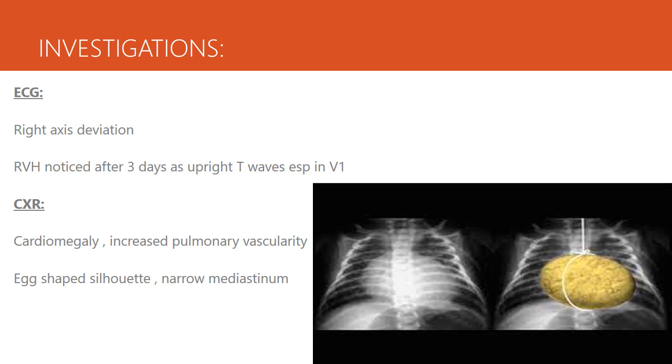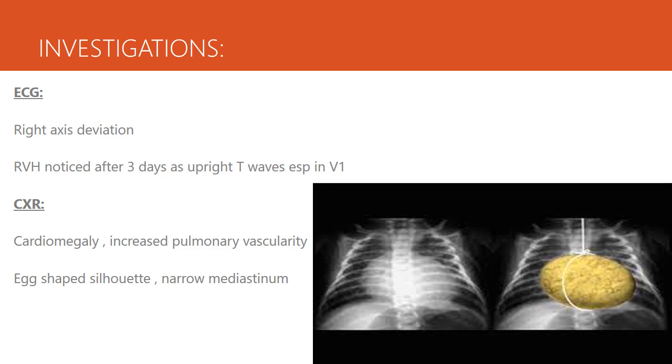As we all know, the right ventricle is not designed to pump blood against high systemic pressure, and it has to generate high pressure to deliver blood to the body. This increased workload on the right ventricle leads to hypertrophy, which is the thickening and enlargement of the muscle due to workload, and it is noticed after 3 days as upright T waves, especially in lead V1.